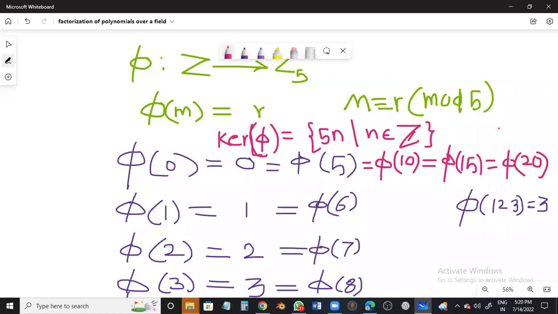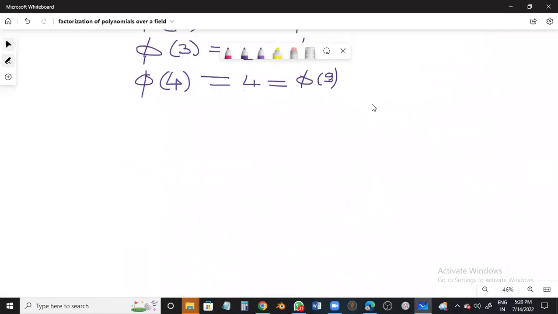Now, in another example, if instead of 5 I take 17, then what will be the kernel in that case? The value of n, I'm taking 17. What will happen? Yes, my n is 17. So what is the kernel then?